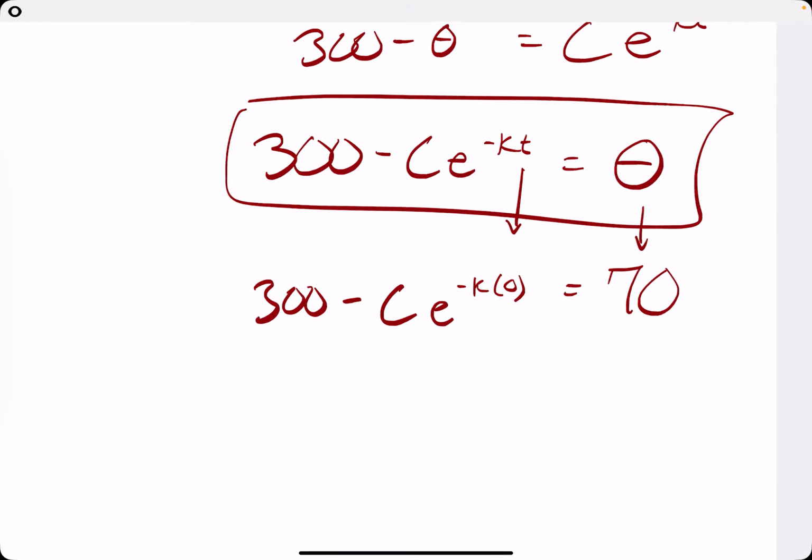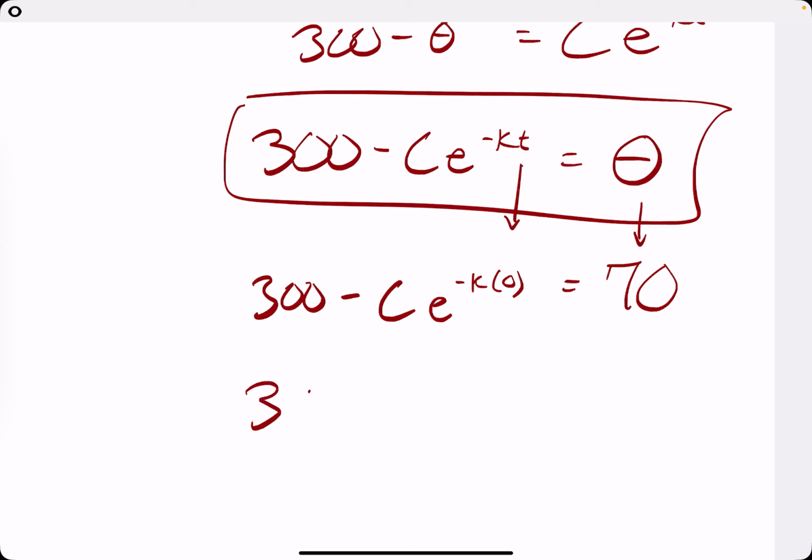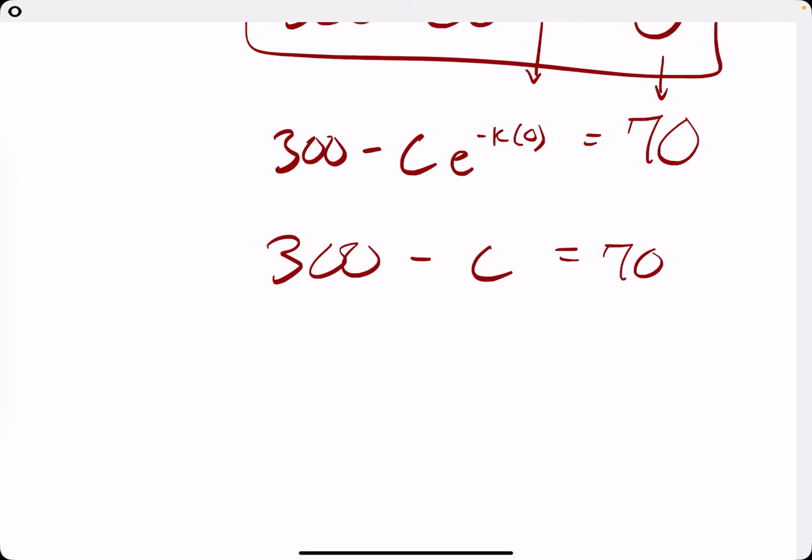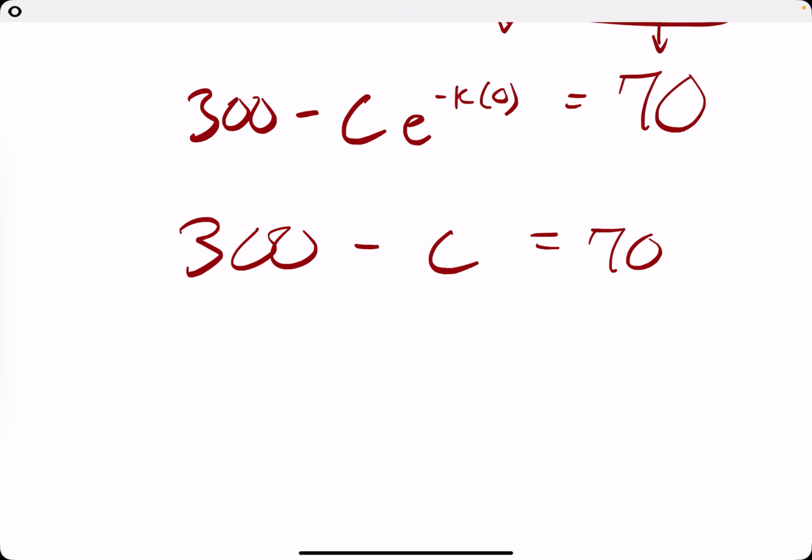So the idea is like you're plugging in 0 for T and 70 for the temp. And then you solve for C. So you get 300 minus C e to the 0 here is just 1. So it leaves us with just C times 1 or just C. And then you get 300 minus 70 equals C. So that'd be 230 equals C.